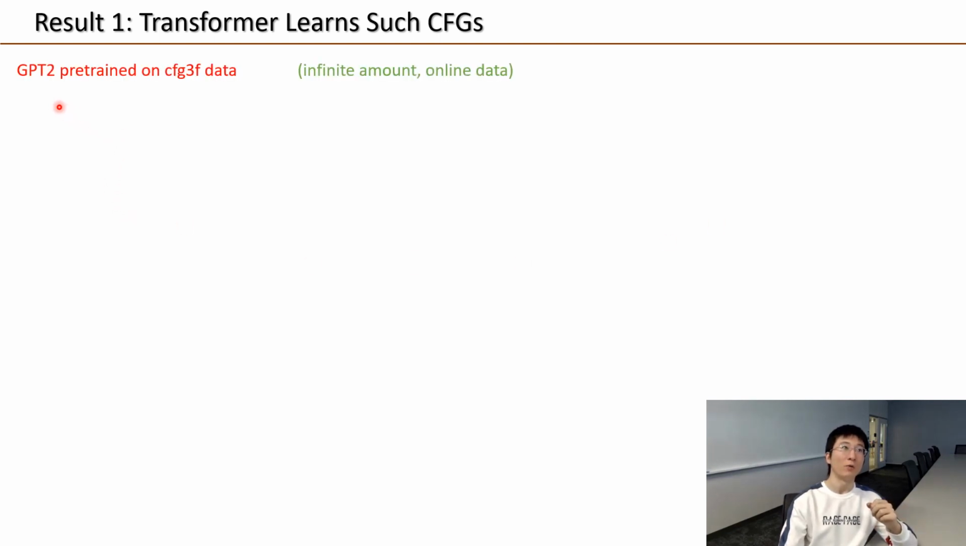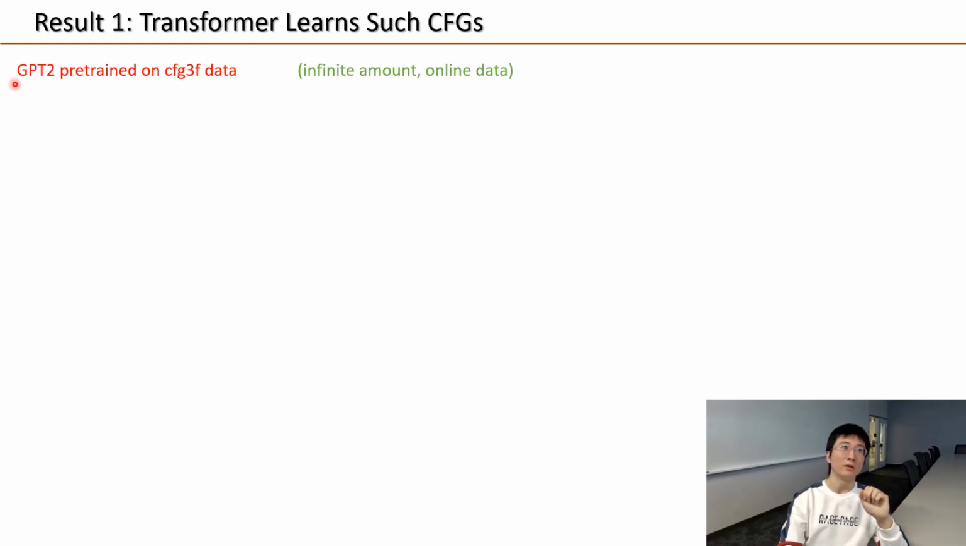I want to use GPT-2 small, for instance, to be pre-trained on the CFG3F data directly, by continuously generating sentences from this language, for instance, even with an infinite amount of data, also known as online data. One can, of course, also define a fixed-size training set and test set and so on. But for now, let's think of them as being infinite. That's easier to describe. We do not need another parameter to control the training data size. If you do that, then you will get similar results. But for the talk, let's think about them being infinite.